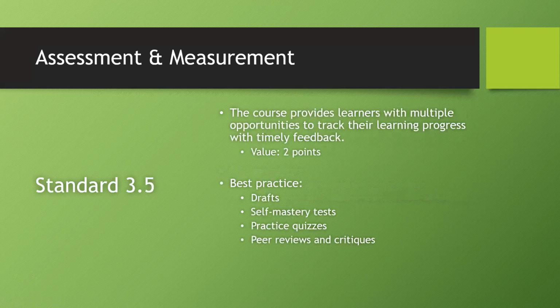Standard 3.5, our last standard under assessment and measurement, says that the course provides learners with multiple opportunities to track their learning progress with timely feedback. This is valued at 2 points. For best practice, this means that maybe you allow students to submit drafts of essays, or maybe you have self-mastery tests or practice quizzes in your course, or perhaps you do peer reviews and critiques for the students. This would allow them to see how they are doing prior to graded items.